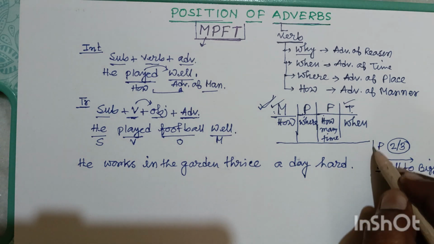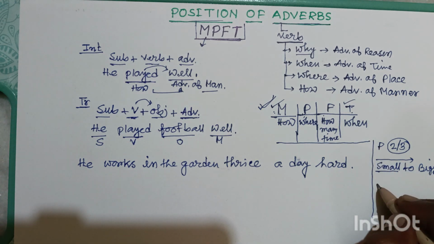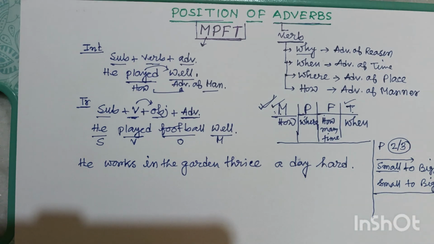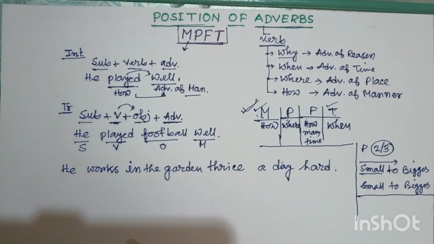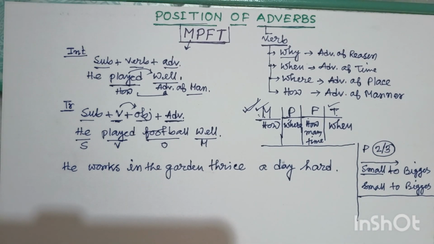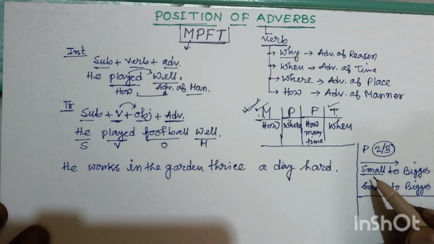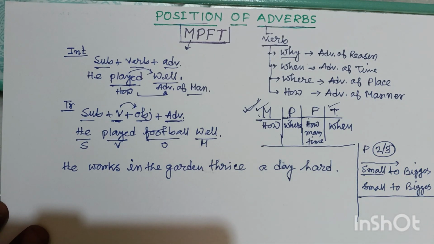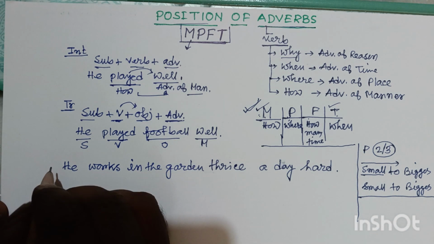In case of time also, from a small unit to a bigger unit. In this way we have to write down. It's very important. I'll just give you an example, don't worry. That means we have to follow ascending order for the same kind of adverbs.